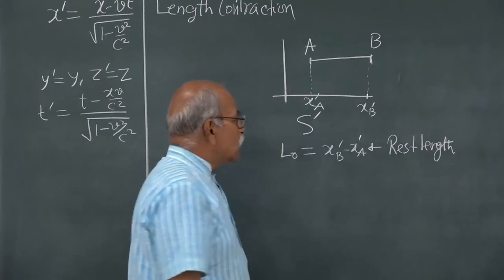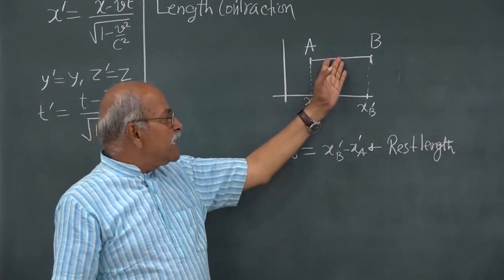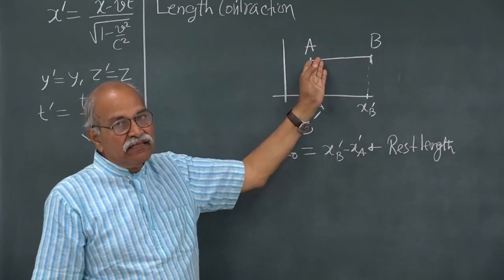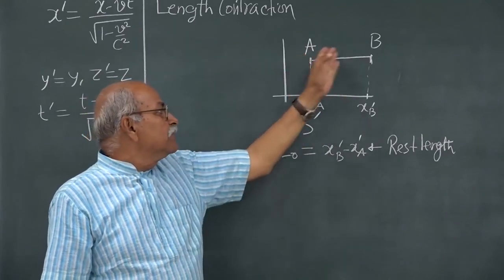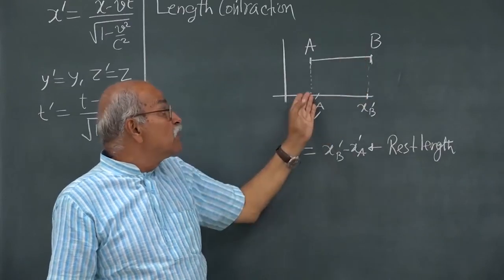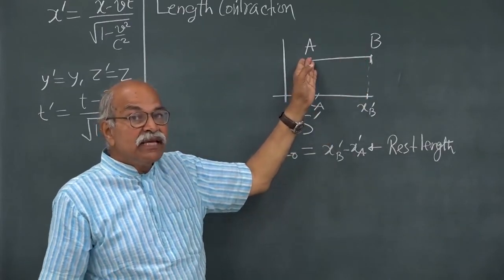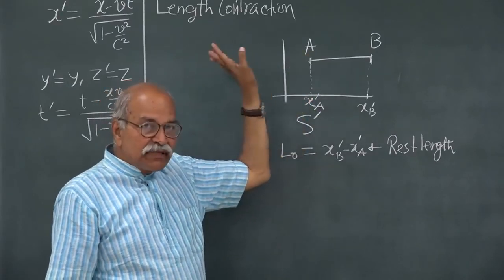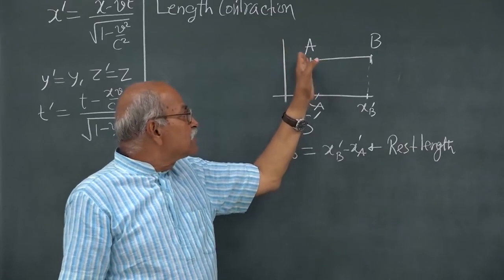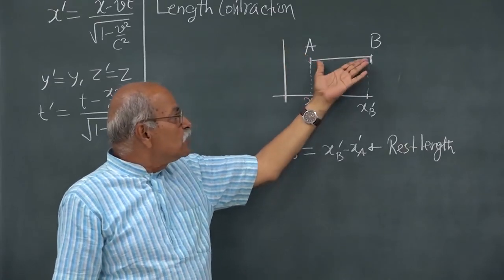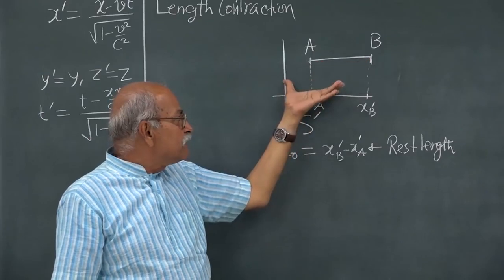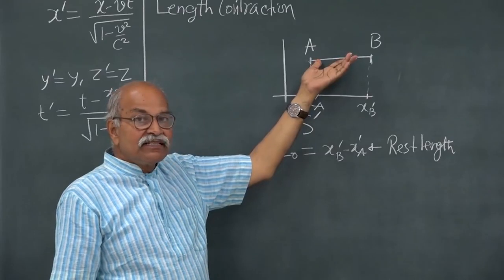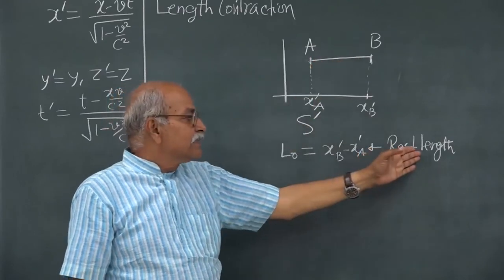Why? Because it is measured from a frame in which this length does not move. This A remains at the same position, B remains at the same position, same coordinates. When I say same position, it means same coordinates, x A prime and some y prime, z prime, you can take. So, since this length is not moving within this frame, and the measurements are being done from this frame only, in which it is at rest, it is called rest length.